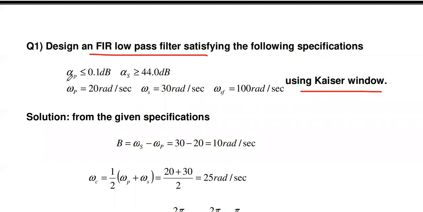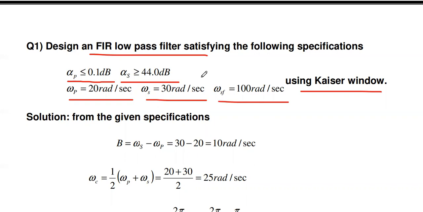So here you see alpha p, the pass band ripple, is less than or equal to 0.1 dB. Stop band attenuation is greater than or equal to 44 dB. Omega p, the pass band frequency, is 20 radians per second. Omega s, the stop band frequency, is 30 radians per second. Omega sf, the sampling frequency, is 100 radians per second. So we are going to solve this problem using the Kaiser window.